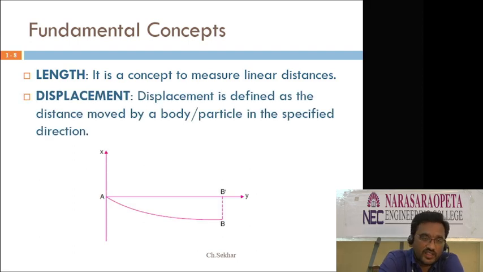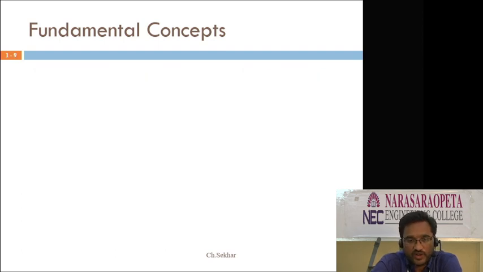These are very important. Length is the concept of measuring linear distance. Displacement is defined as the distance of a body or particle in a specific direction. In this diagram, AB is the length, that is, the linear distance, and AB dash is the displacement. That is the difference between length and displacement. Length is the straight-path linear distance, and displacement is the distance of a body or particle in a specific direction. That is another fundamental concept of mechanics.